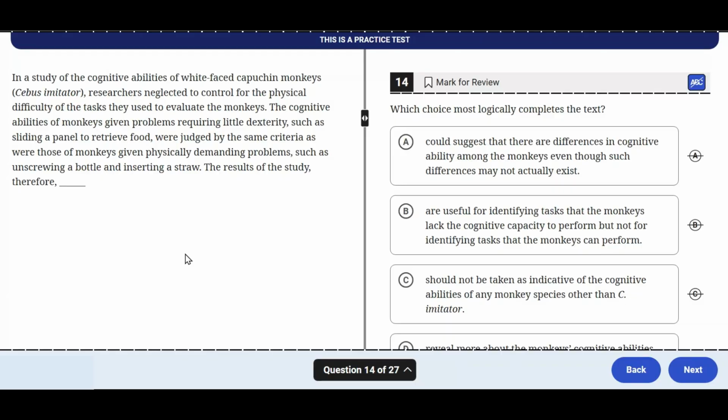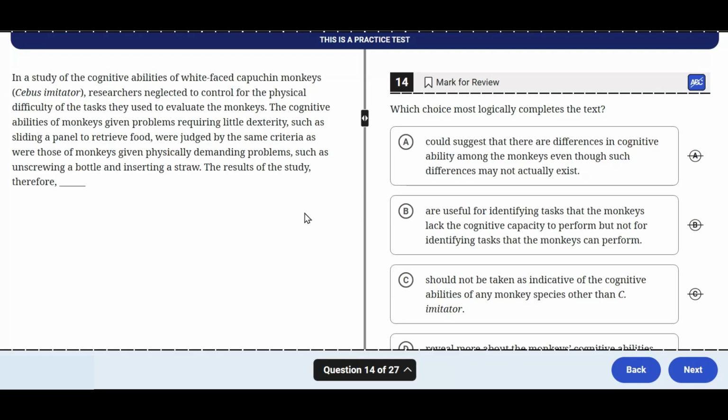So last question. This is one I also consider a science question, but it's a pretty typical inference question where you don't have a graph going on here. It's just a text, and you're supposed to most logically complete the text. Pretty easy question, so go ahead and read that text now.